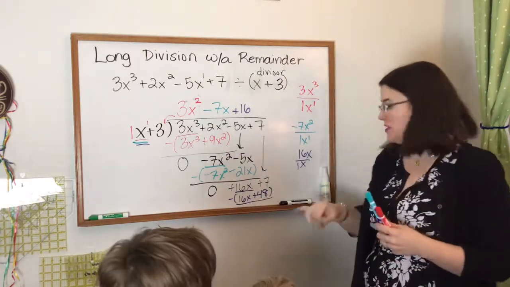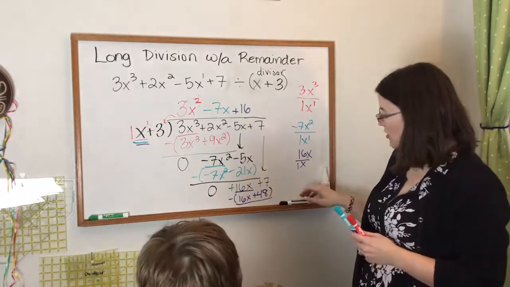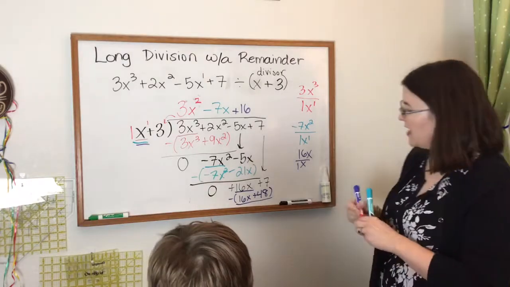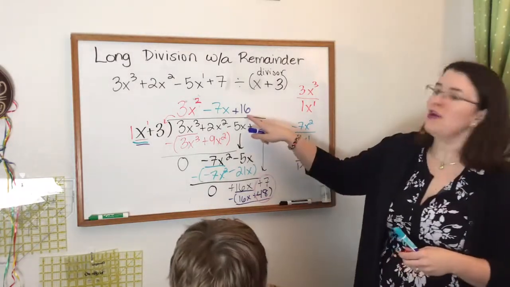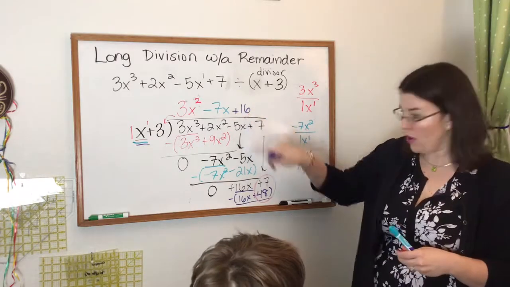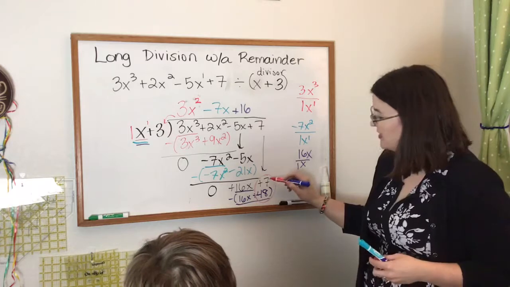Now, in my previous video, what would have happened here is this would have been a 7 and a minus 7, and it would have gone to 0. But because this has a remainder, these last two pieces are what's left over, since I already have 16 as a whole number. This is now my leftover. So I'm going to take 48 plus 7.